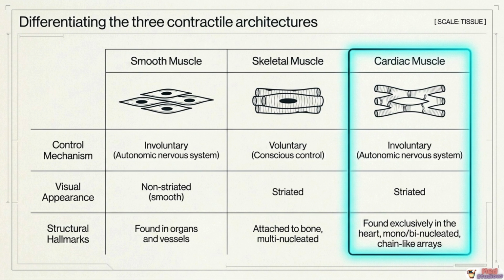Cardiac muscle, however, represents a fascinating structural hybrid. It is found exclusively within the walls of the heart. Like skeletal muscle, it exhibits dense, microscopic striations due to its highly organized internal machinery. Yet, like smooth muscle, its operation is entirely involuntary, governed smoothly by the autonomic nervous system. Structurally, instead of long multinucleated fibers, cardiac tissue forms short mono or binucleated cells arranged in intricate, branching, chain-like arrays.